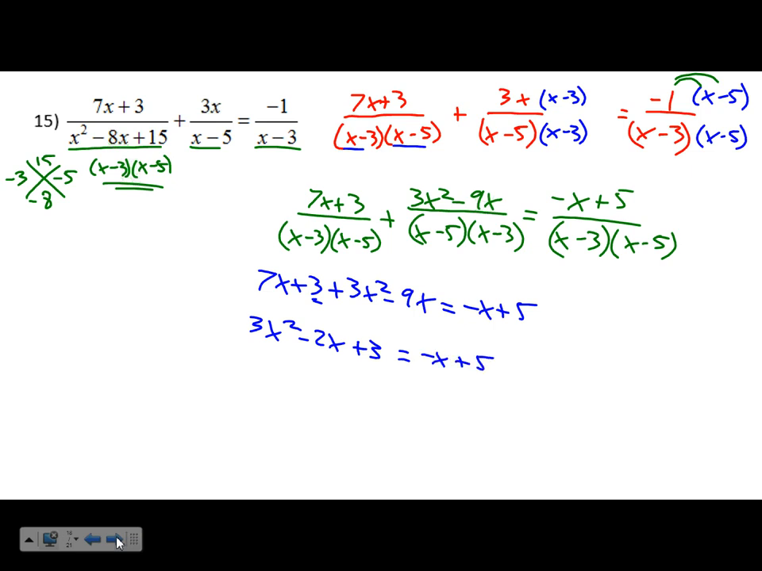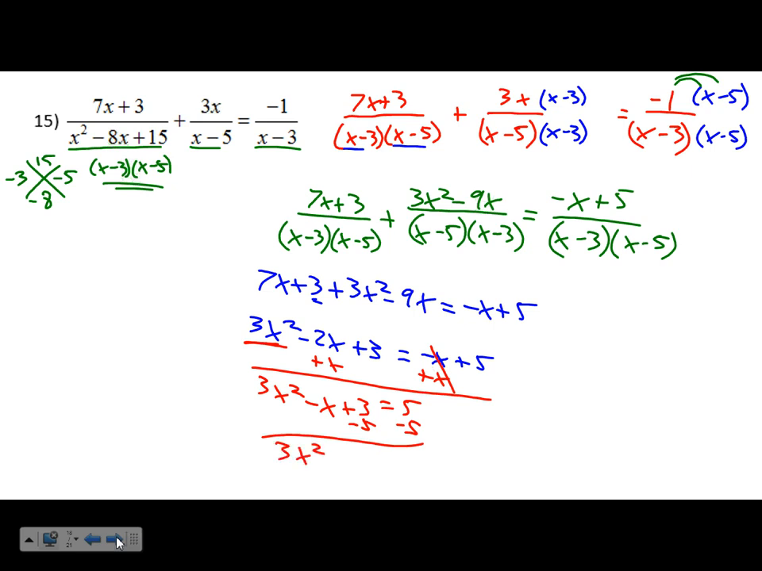And then, this is a quadratic. So I'm going to get everything on the same side because that's a positive x. So we have 3x squared minus x plus 3 is equal to 5, and subtract 5. I end up with 3x squared minus x minus 2 is equal to 0.